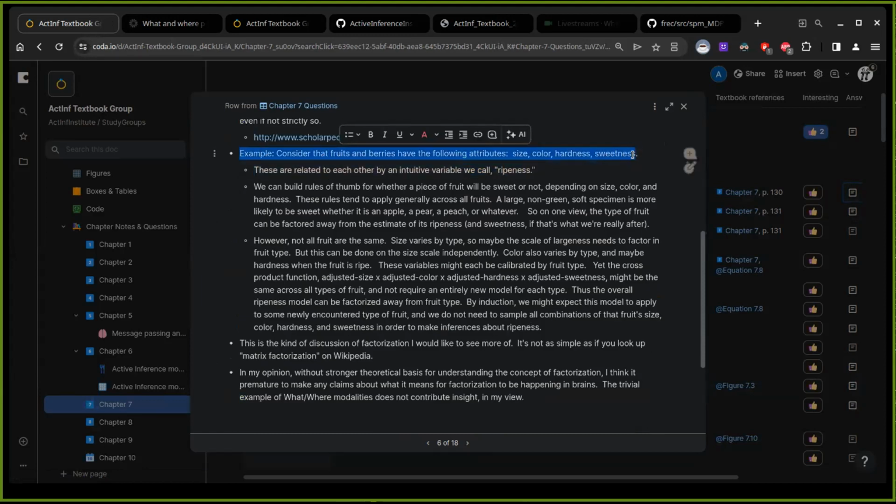And here someone has added an example about fruits and berries, different properties, but they're all kind of related to ripeness.